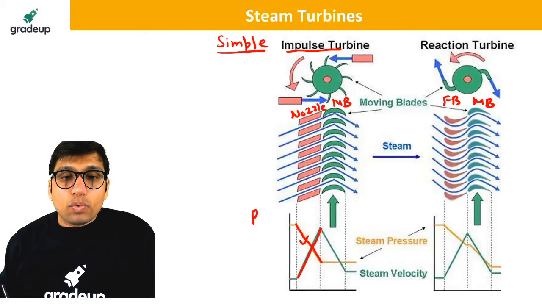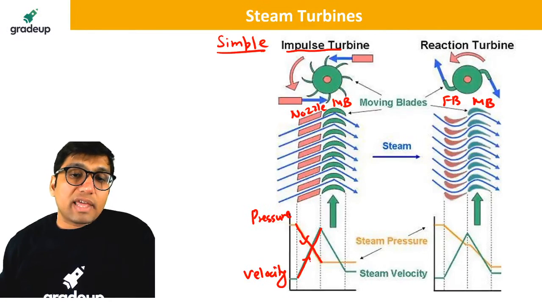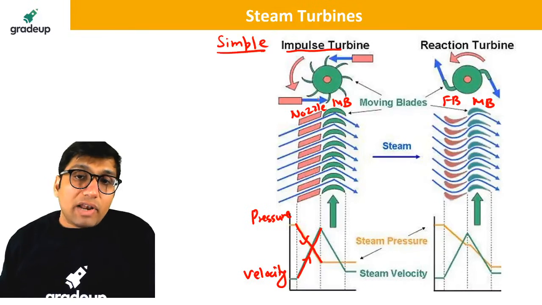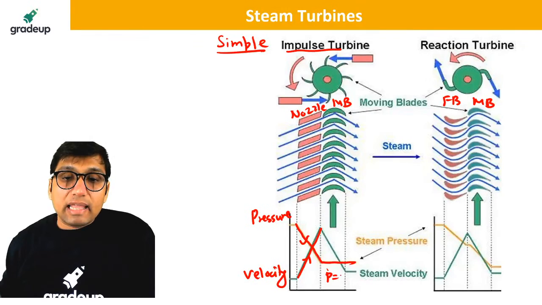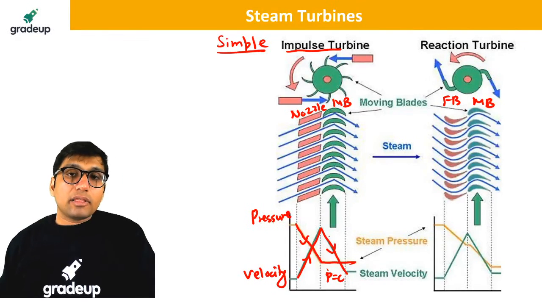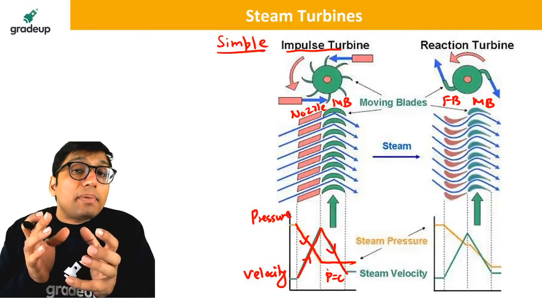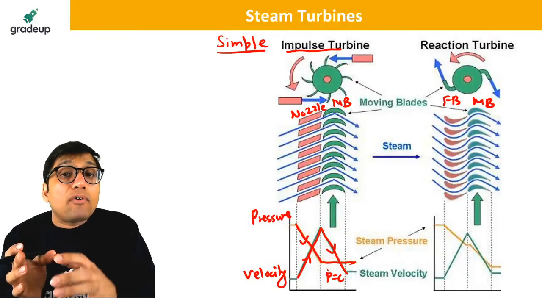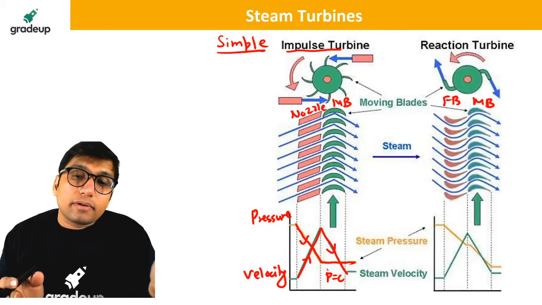So the pressure will reduce entirely in the nozzle, and the velocity will increase in the nozzle. What will happen in the moving blade? In the moving blade of a simple impulse turbine, the pressure will remain constant, while velocity will decrease. Why will velocity decrease? Because kinetic energy will be taken by the moving blade for their rotation. That is why the velocity will decrease.